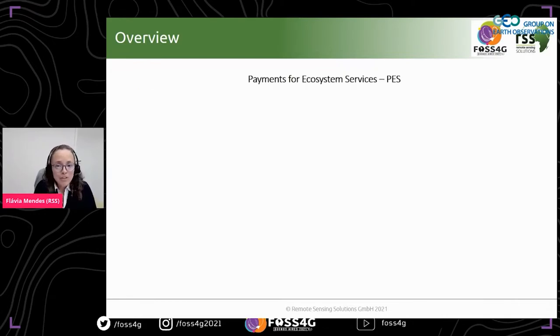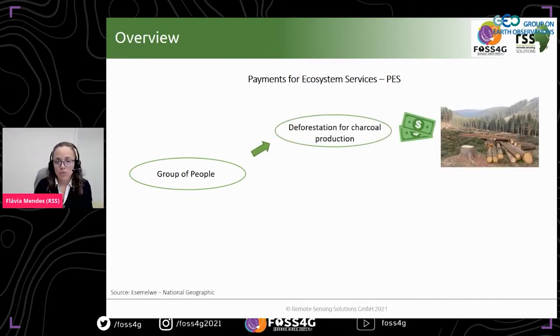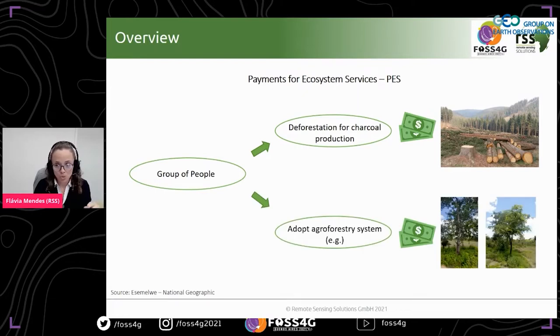Payment for ecosystem service, I could call an instrument or maybe a market-based mechanism which tries to help change the practice of people who are doing damaging activities, such as cutting down the trees for charcoal production. As you can see here, a group of people who do deforestation for charcoal production. So they sell, of course, everything that they deforest. Instead of that, this local community could receive incentives to protect the forest in their area, and also plant agroforest systems.